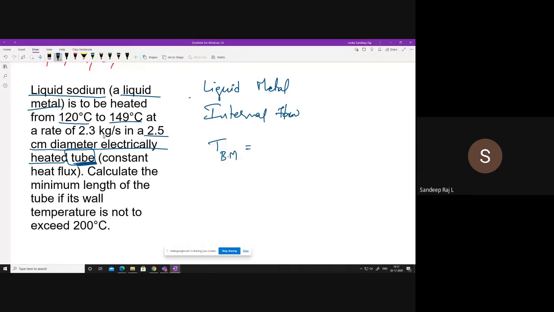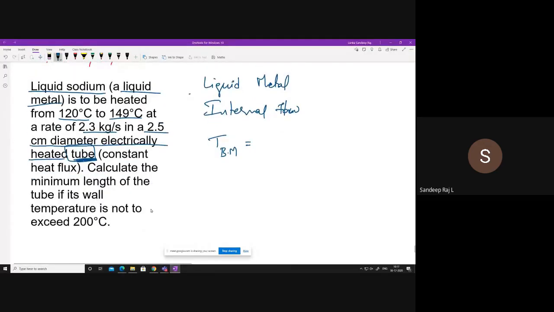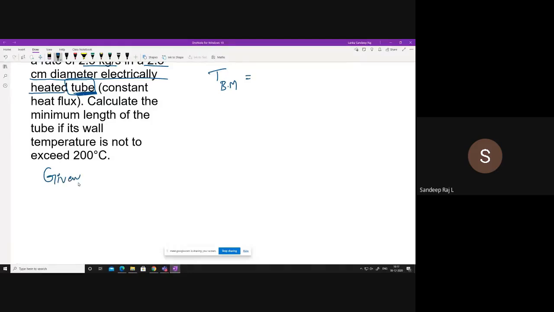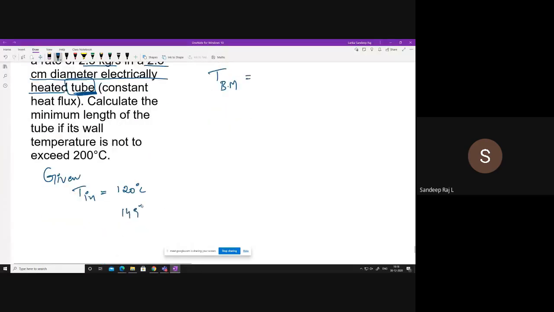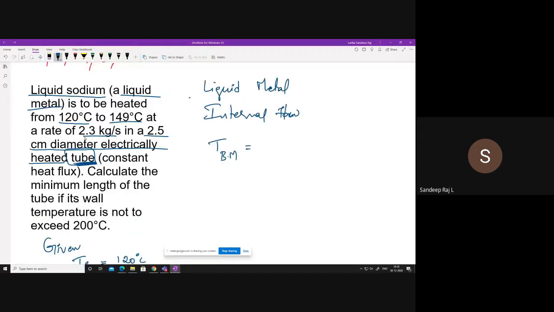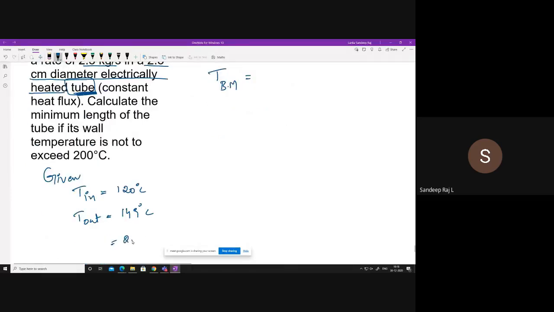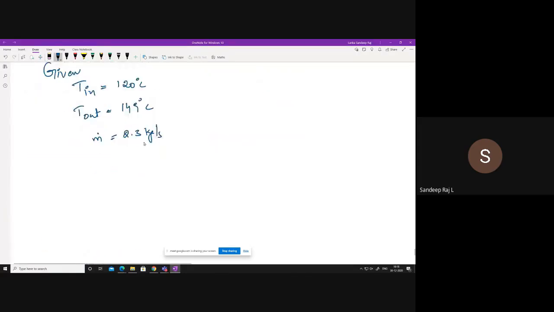So here the bulk mean temperature can be found out using this 120 and 149. Also given is the 2.5 centimeter diameter, and so many things are given. Let's write all of them. T inlet is 120 degrees centigrade, and then he also gave you 149 degrees centigrade. That will be T out. And then what else is given? 2.3 kg per second is given. It is m dot. And then diameter is given as 2.5 centimeter.